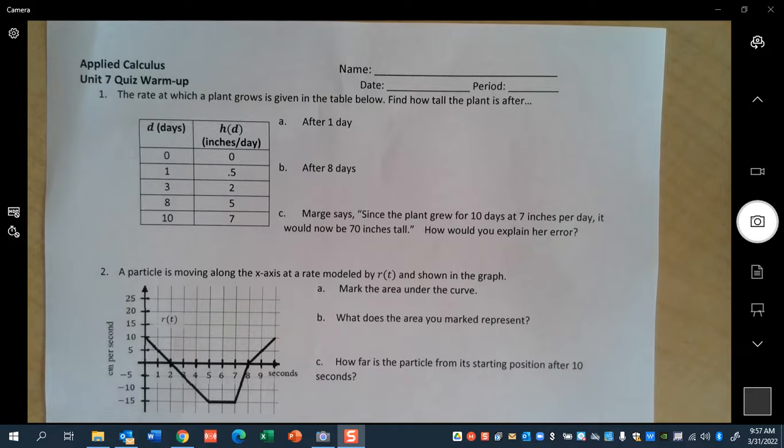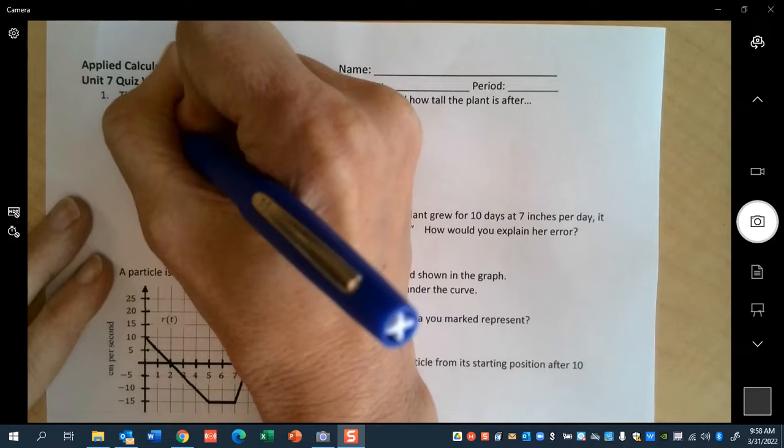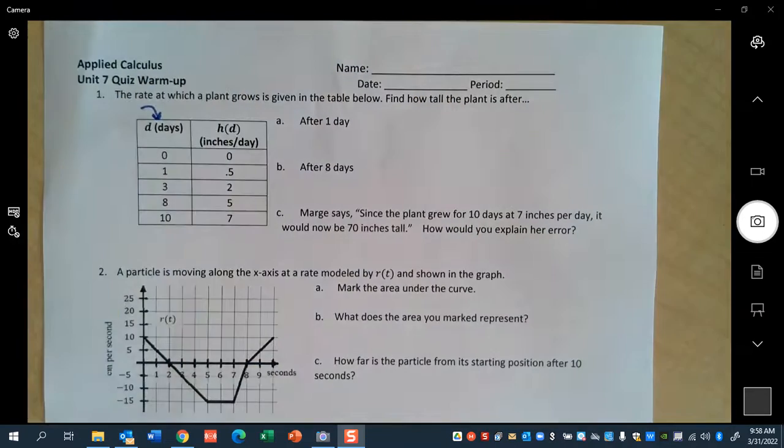All right, so let's go ahead and just talk about this first one. This whole idea of what we're doing is recognizing that when we have an accumulation of change, when we have a graph that has a curve, representing that area under the curve is tricky. So it becomes important that we understand the difference between what is our input and what it is that we're measuring as an output. Okay, so each day that goes by, I've got a plant growing.